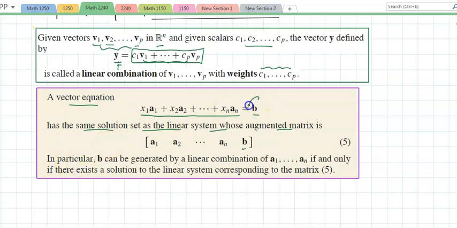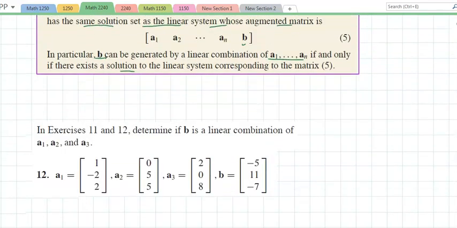In particular, vector b can be generated by a linear combination of a1 to an if and only if there exists a solution. So, if I solve this and I do get a solution, that means b is a linear combination of those by this definition. And if I find no solution, that means b is not a linear combination of those.